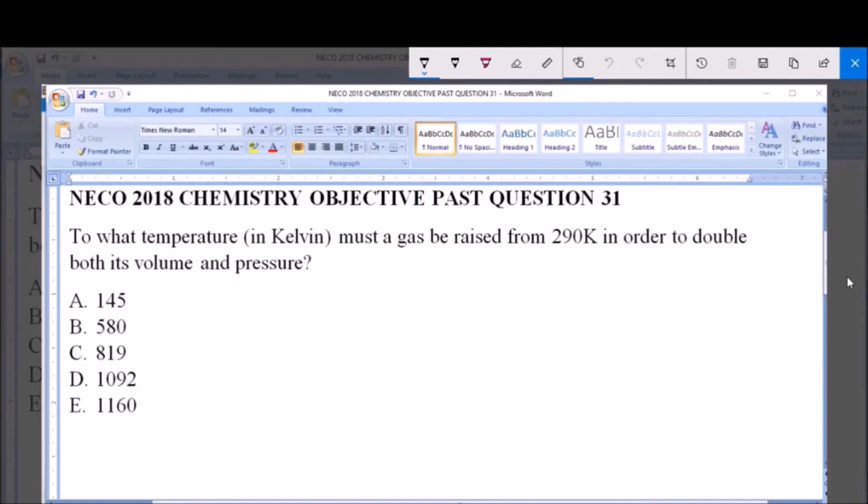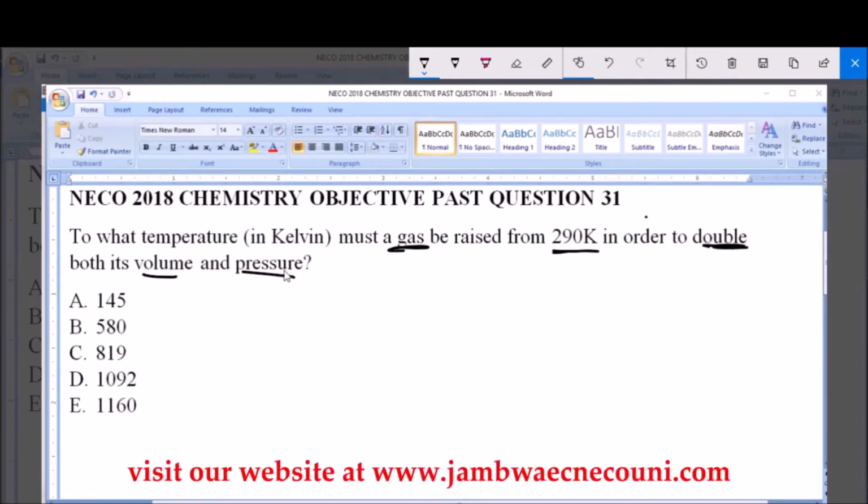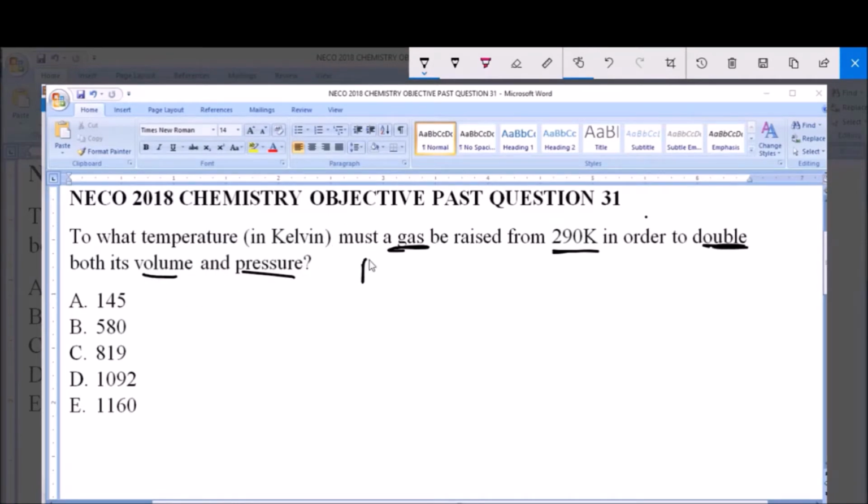1160. So we are given an initial temperature here of 290 Kelvin, and we are asked to what temperature will you raise this gas in order for its volume and pressure to both be doubled. So the formula that gives us the relationship between volume, pressure and temperature of a gas is the general gas equation, which is P1 V1 over T1 is equal to P2 V2 over T2.